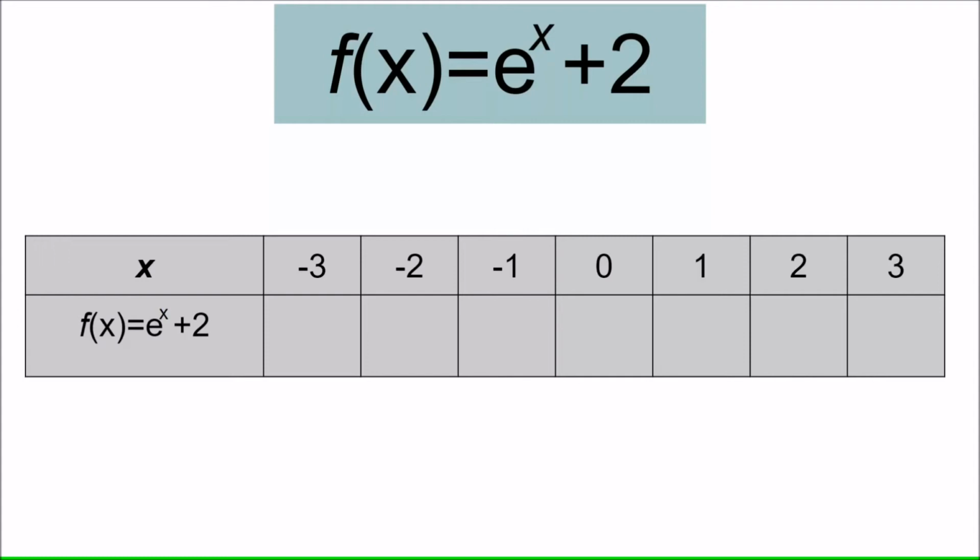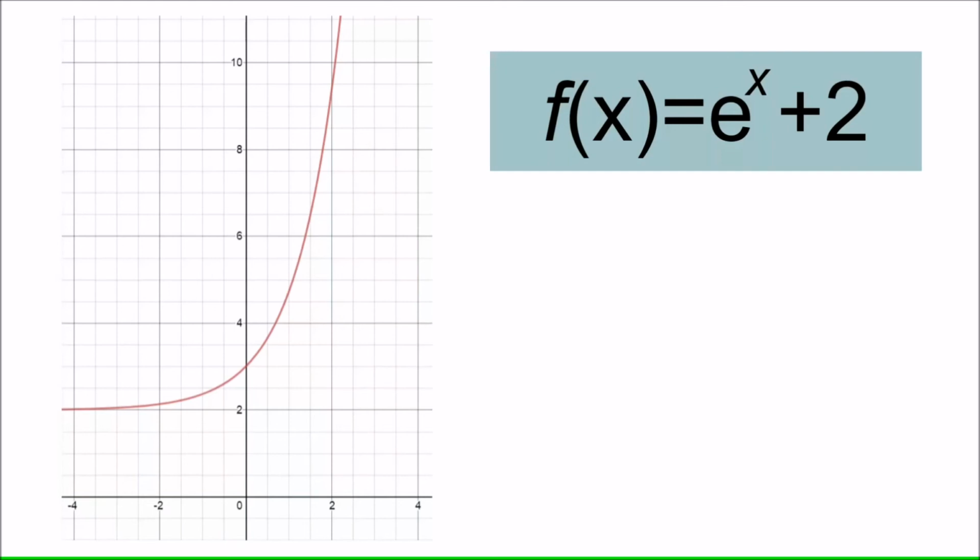Now, because e is irrational, the table values are going to be rounded to the nearest tenth. So we're going to have 2, 2.1, 2.4, 3, 4.7, 9.4, and 22.1. And then we're just going to graph this like any other function. So here's a graph for that. And as you guys can see, we have a horizontal asymptote just over 2, where it will not pass any lower. And vertically, it will go on forever.